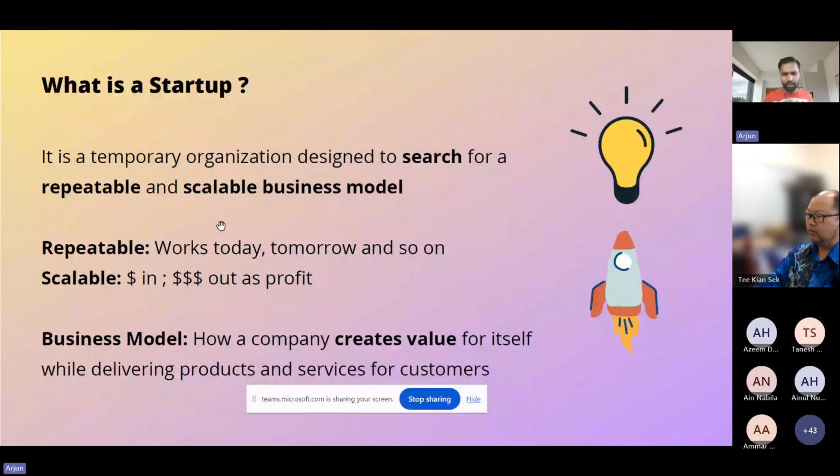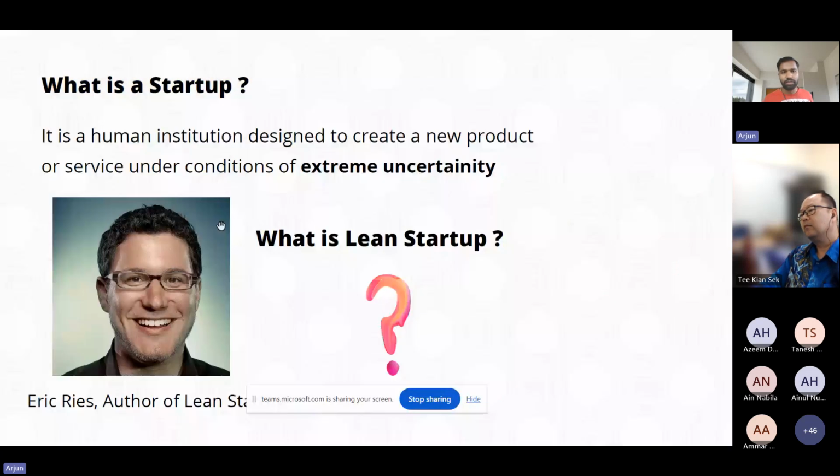So when you just start a company, your job as an entrepreneur will be to search for this repeatable and scalable business model. You will search for this business model, and finally you will find out which business model works for your company, and then you will use that business model. So we clearly understood what a startup is. Now let's see what lean startup is.